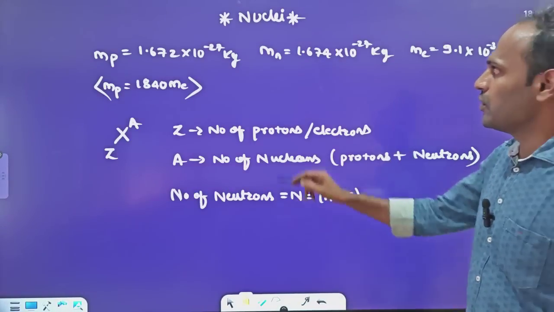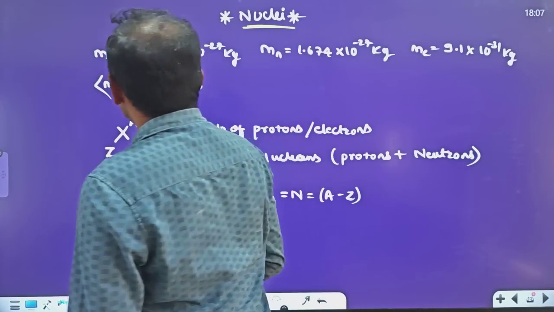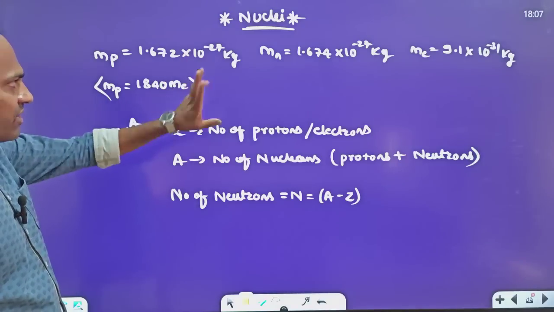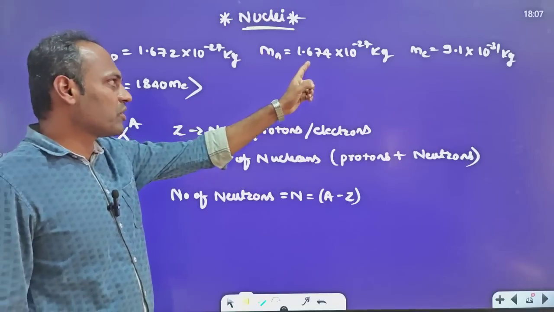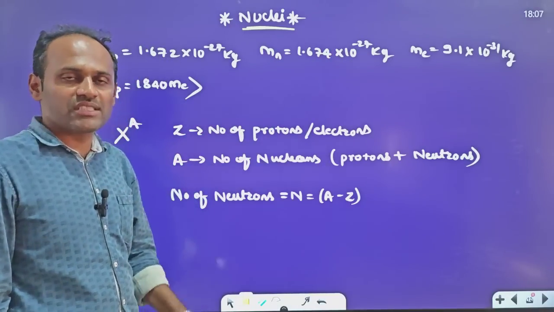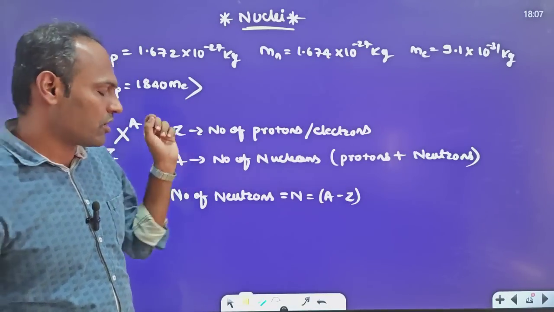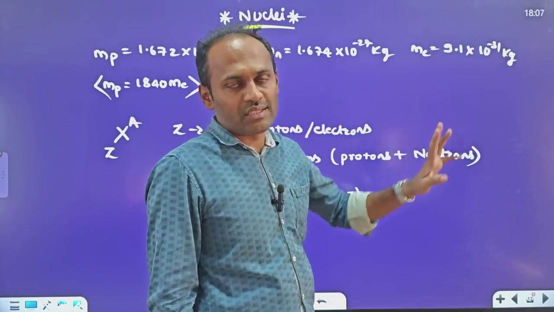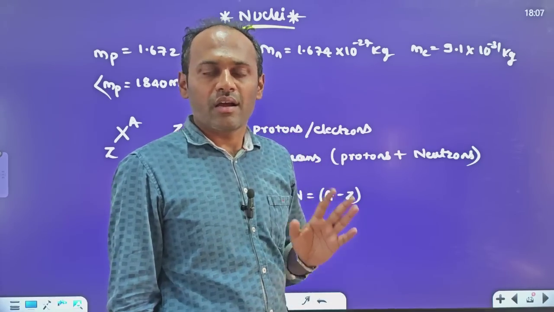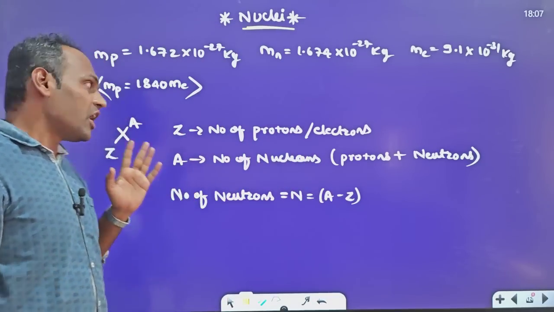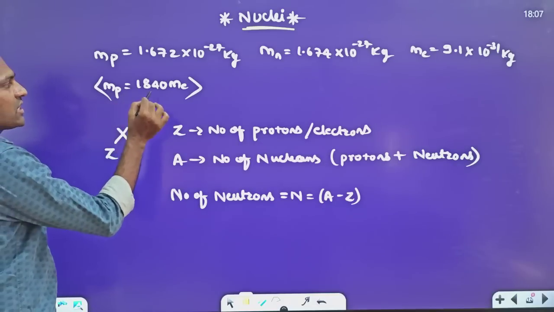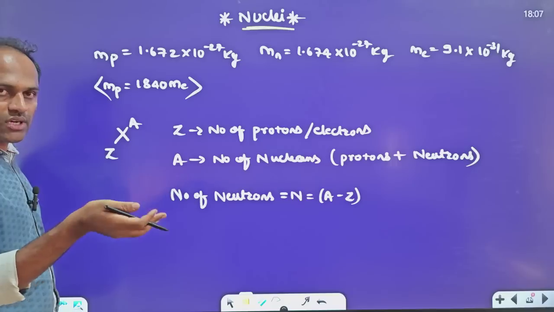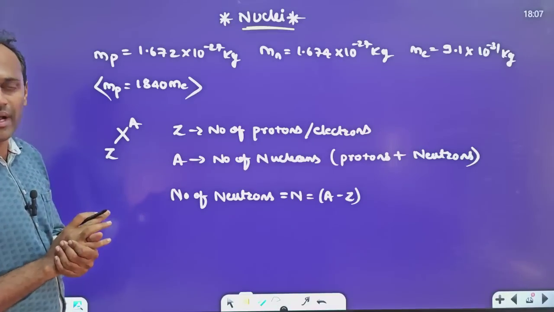Next, we'll go for nuclei. See, in nuclei, first you should know the mass of proton. Mass of proton is 1.672 into 10 to the power minus 27 kg. Mass of neutron is 1.674 into 10 to the power minus 27 kg. It is slightly heavier than the proton. Mass of electron is 9.1 into 10 to the power minus 31 kg, which is very much lighter compared to proton as well as neutron. How much lighter? Mass of one proton is equal to 1840 times the mass of an electron. When 1840 electrons are put together, we get one proton.